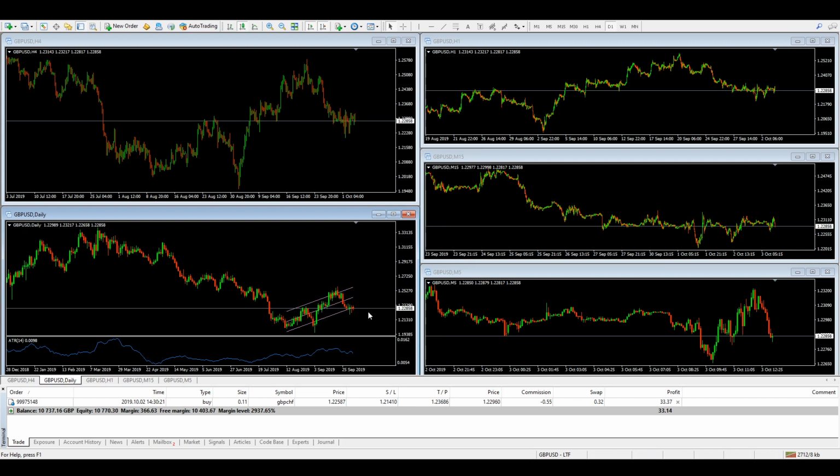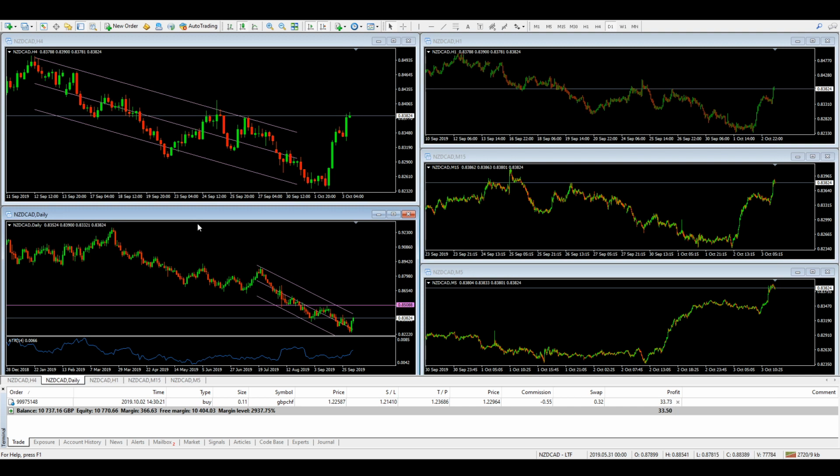So to make this viable to short, what I'd want to see is it kind of more convincingly break these previous lows, this higher low here, move past it and then pull back. So GBP USD, no, I'd pass on that for now. NZD CAD bearish overall.